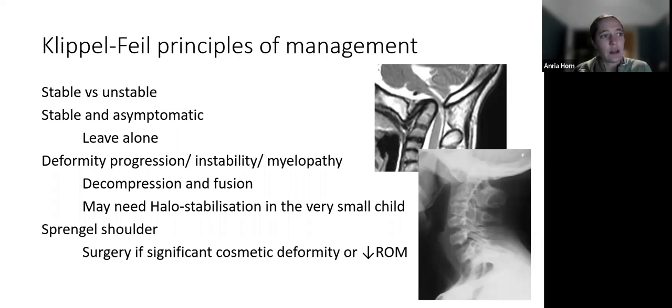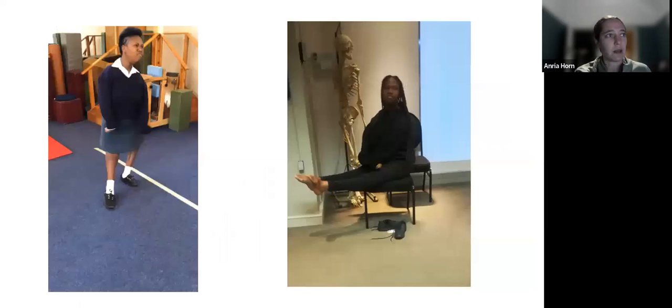And the Sprengel shoulder, I know it says surgery is for significant cosmetic deformity or decreased range of motion, but I've got a relatively low threshold to operate on them. It's not such a difficult procedure. They actually do extremely well. They're very grateful if you take the scapula out of their neck, because it is in fact a terrible cosmetic deformity. Okay, guys, we're nearly done.